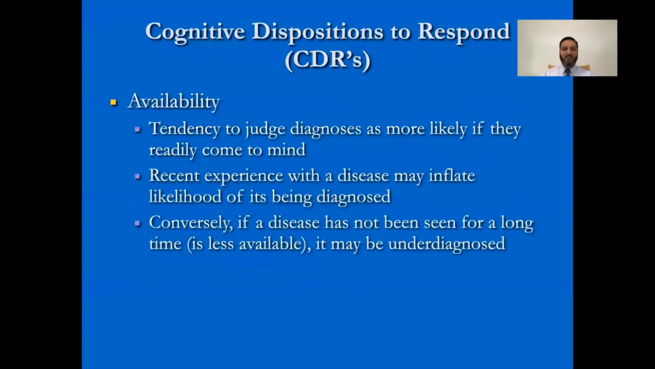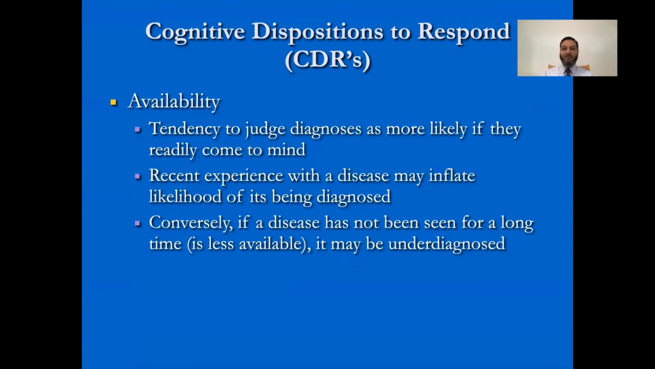So availability is the tendency to judge diagnoses as more likely if they readily come to mind. Recent experience with the disease may inflate the likelihood of its being diagnosed. And conversely, if a disease has not been seen for a long time, meaning it's less available in your mind, then it may be underdiagnosed.